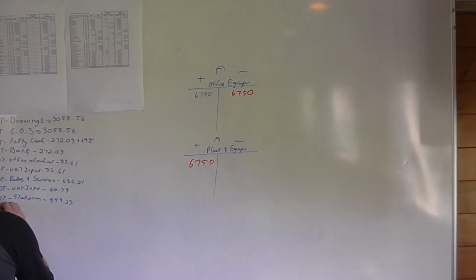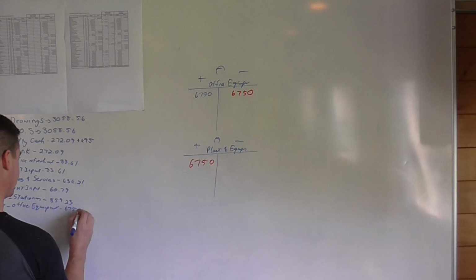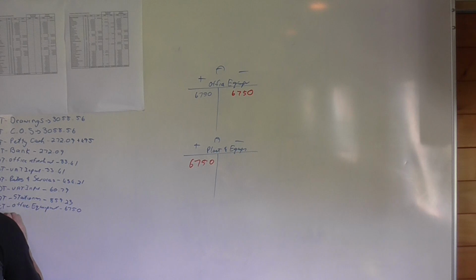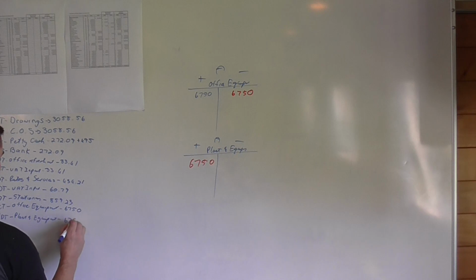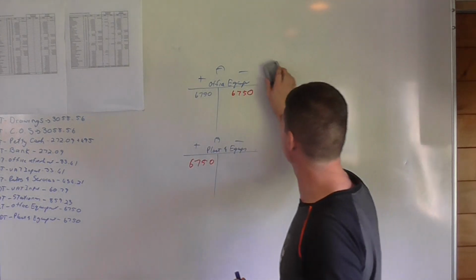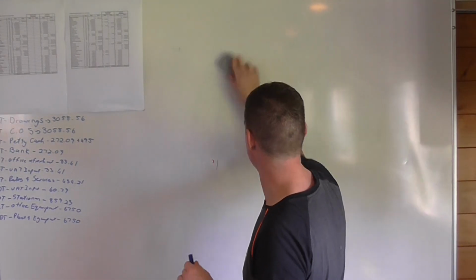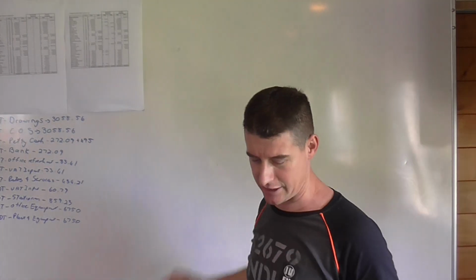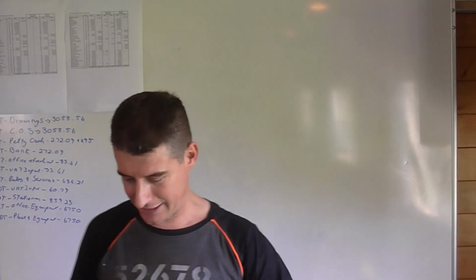So we have to credit office equipment with 6,750. And then we need to debit plant and equipment with 6,750. Okay. So bring everything back to your T accounts. Everything in accounting works in T accounts. If you don't know how to do something, do your T accounts.